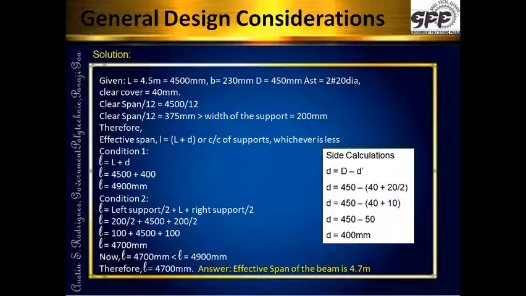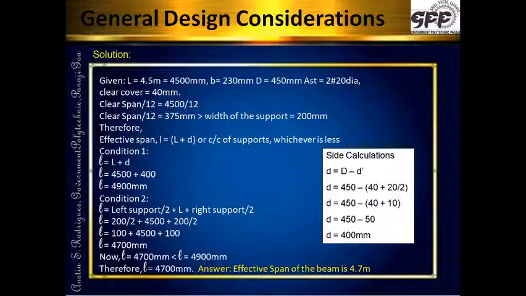Given is length as 4.5 meters. Since we are converting everything to mm, it becomes 4500 mm. The width is 230 mm. The overall depth is 450 mm. Ast, area of steel in tension, is 2 bars of 20 mm diameter. The clear cover to the reinforcement is 40 mm.